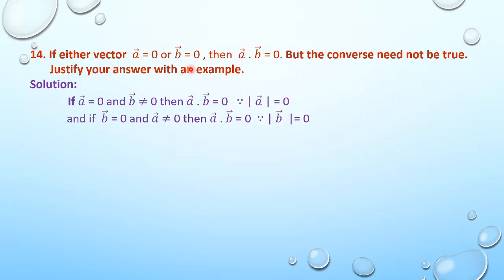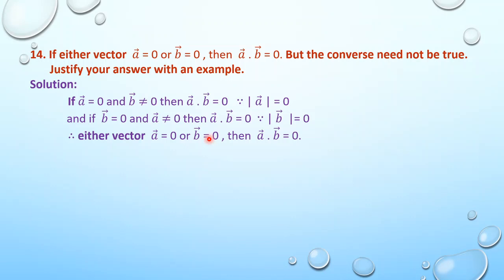Next, if vector b is equal to 0 and vector a is not equal to 0, still we get the dot product of a and b equal to 0 only, because the magnitude of vector b is equal to 0. Correct? Okay. Therefore, if vector a is equal to 0 or vector b is equal to 0, that means any one of those vectors is 0, then automatically we get the dot product of a and b equal to 0, which is what they have given. But still let us write this one. It's completed.